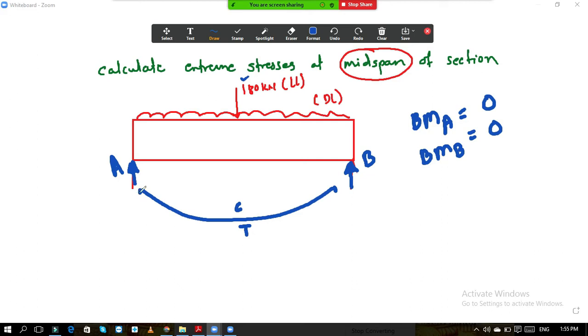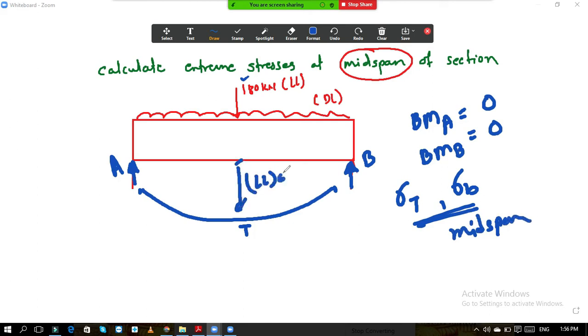Okay, so whatever we calculated, the sigma t and sigma b values, those are for midspan. Why? Because at midspan this bending moment is possible for live load and dead load. At the end, this bending moment will become zero. Okay, I hope now you understood what I am trying to tell you. If you still have a problem, you can ask me in the chat.